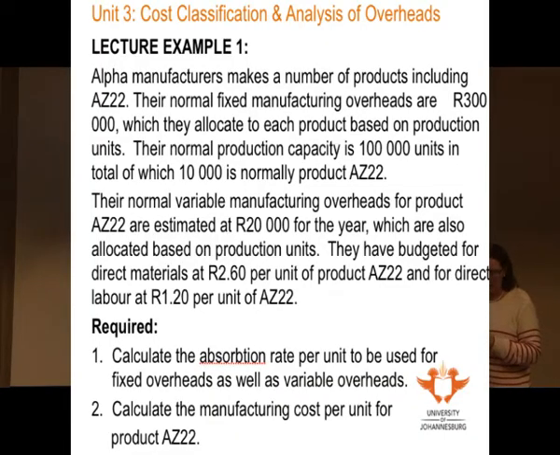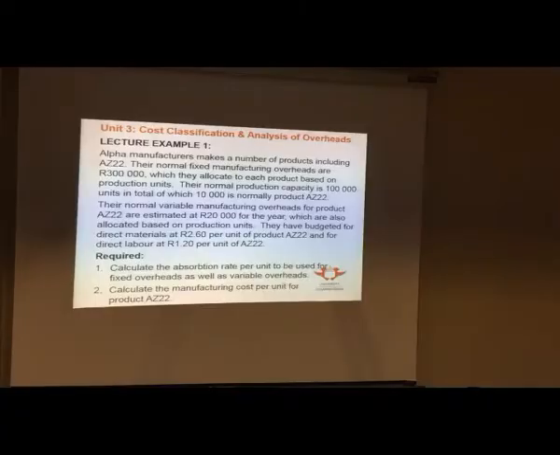So this is the first. The examples get more and more difficult as we go along. So here we have product AZ22. And we've got 300,000 Rand worth of normal fixed manufacturing overhead. We allocate it to each product based on production units. So this is straightforward. Okay, the normal production capacity is 100,000 units in total. So this is the production capacity for the whole factory, right? And for product AZ22, their normal production is 10,000 units.